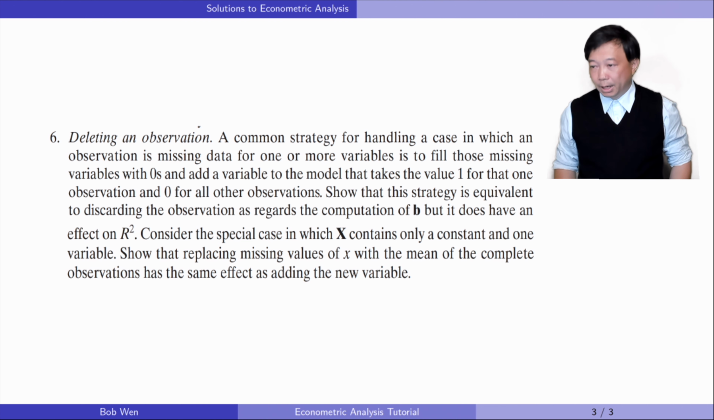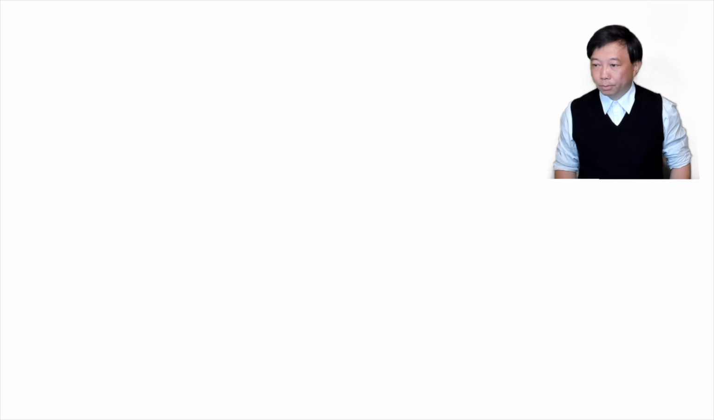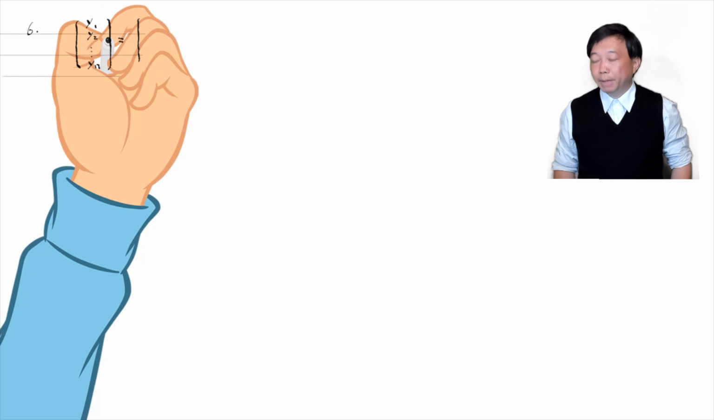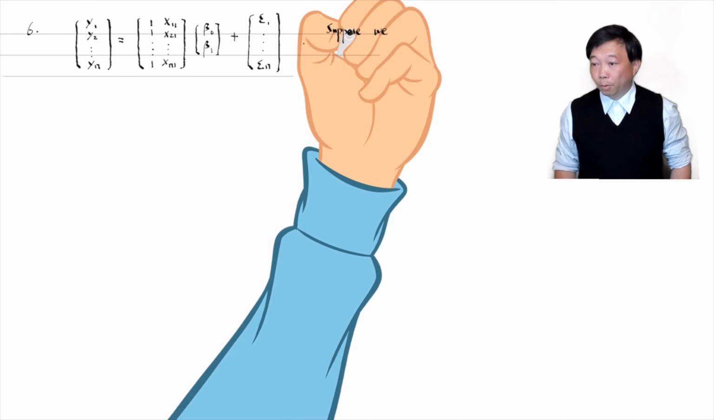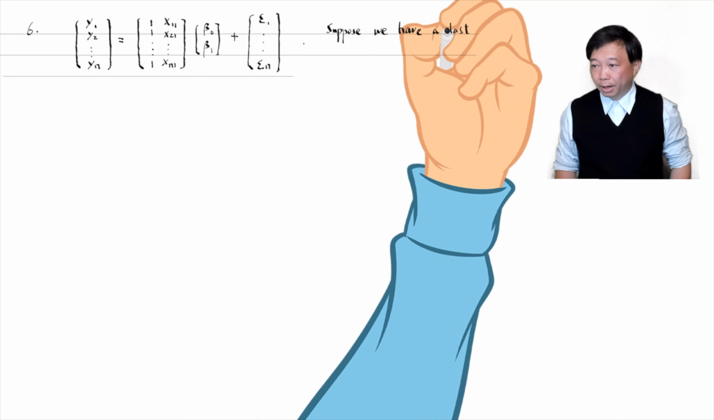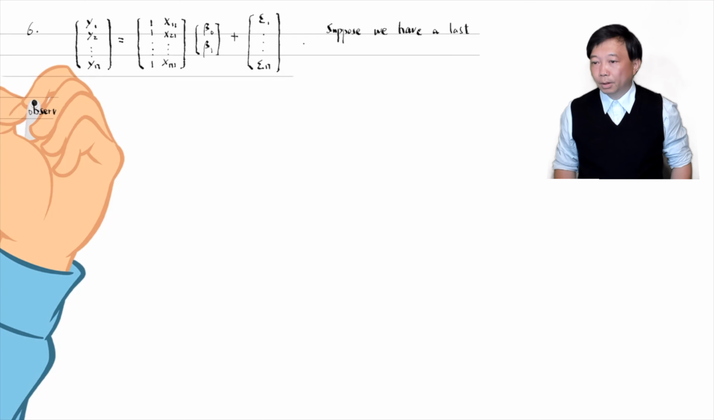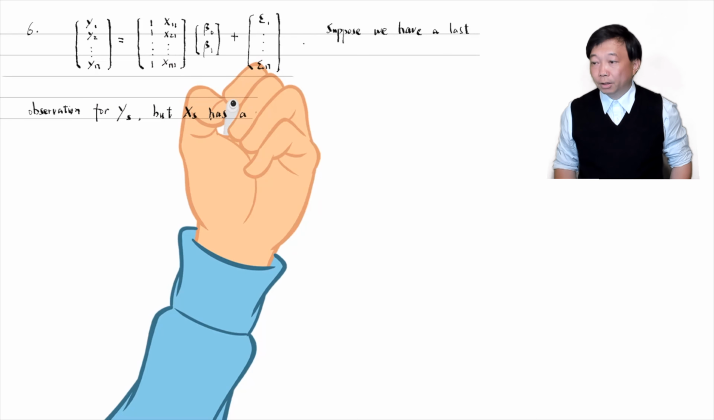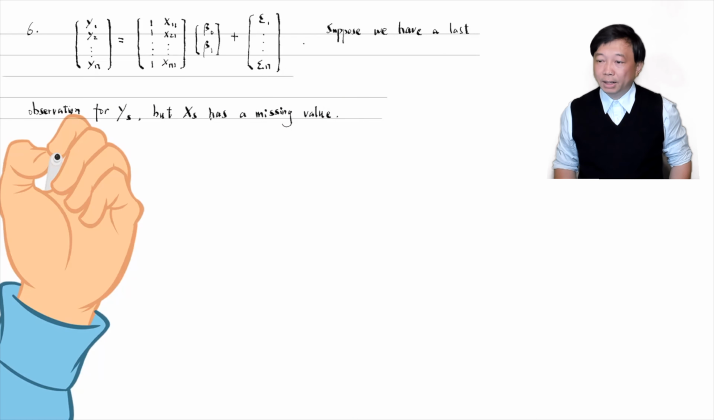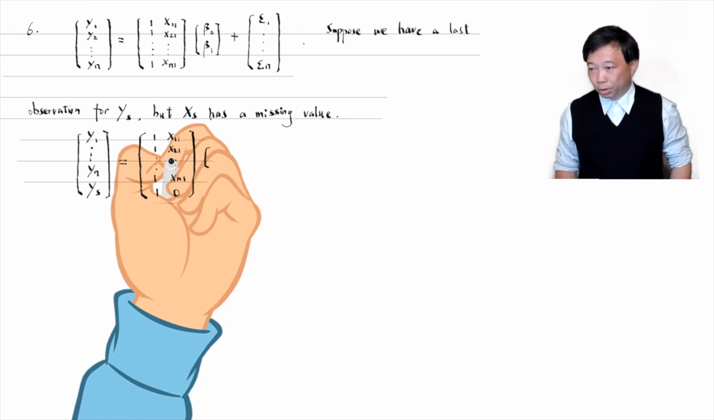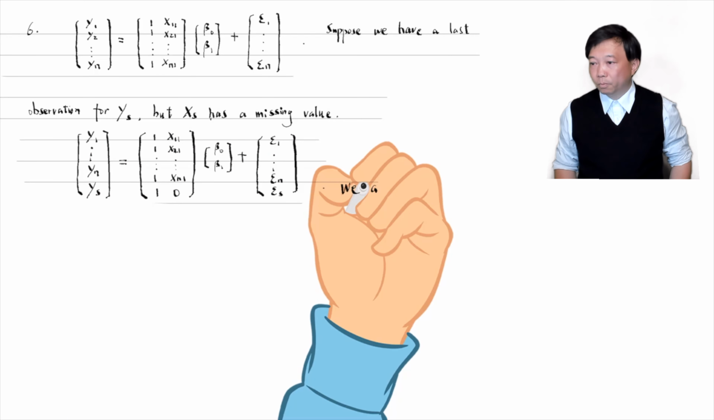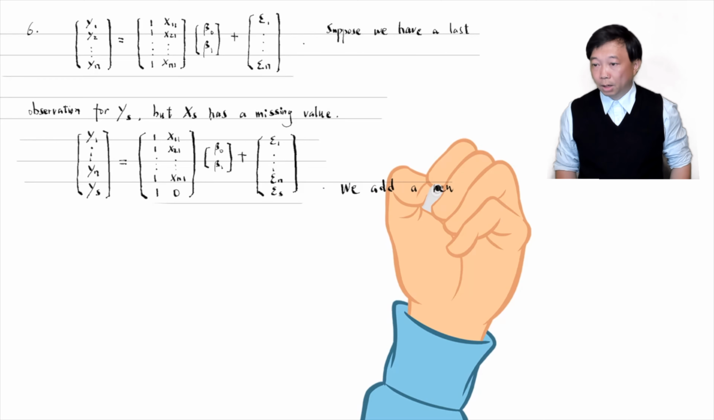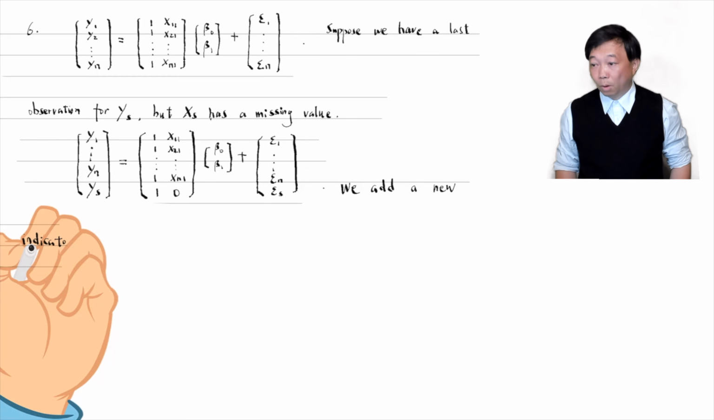We should be able to distinguish between observations and variables. We write the model in matrix form. Suppose we have a last observation for y, but x has a missing value. In the first strategy, we have an additional variable as an indicator for the last observation with missing values. The indicator is a column vector containing 1 for the last observation and 0 for all other observations.